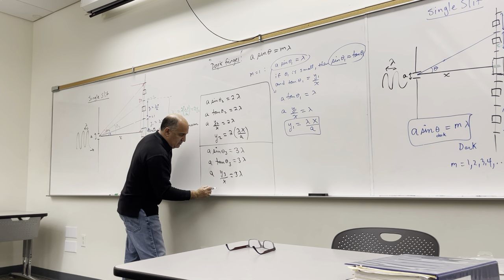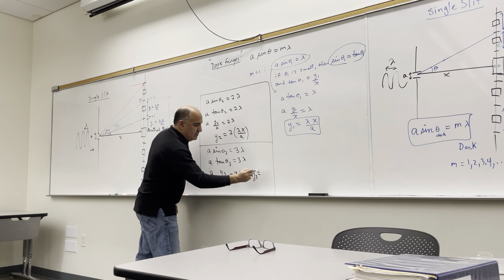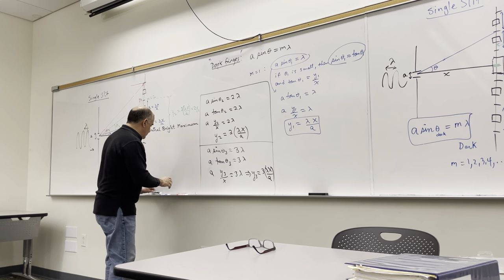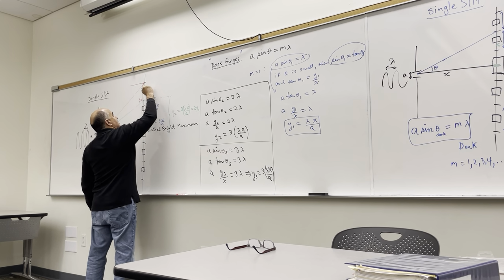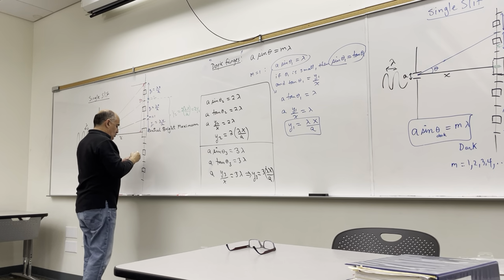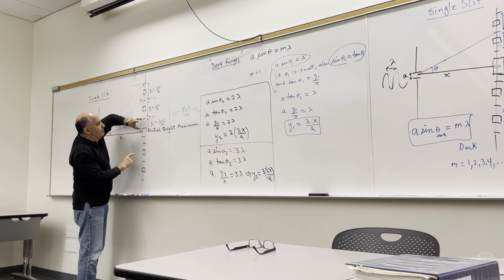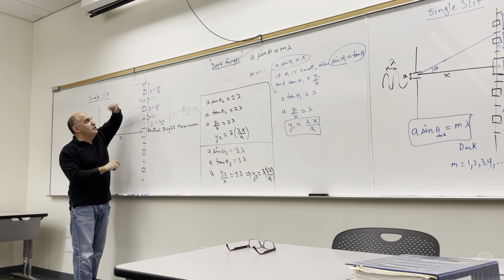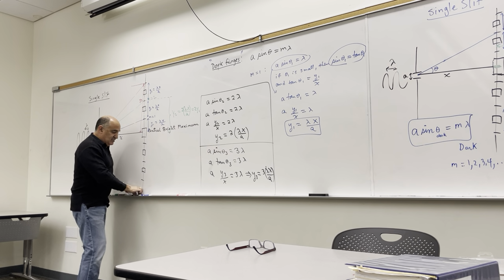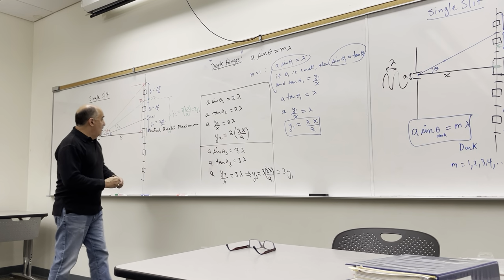So that means that y3 will be 3 lambda x over a. In other words, that means that this is y1, which is lambda x over a, so that this distance, y3, is y1 plus y1 plus y1, which is 3y1. So this is just 3y1.